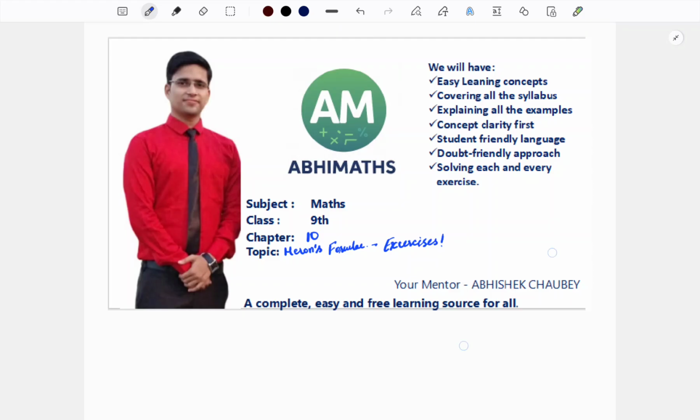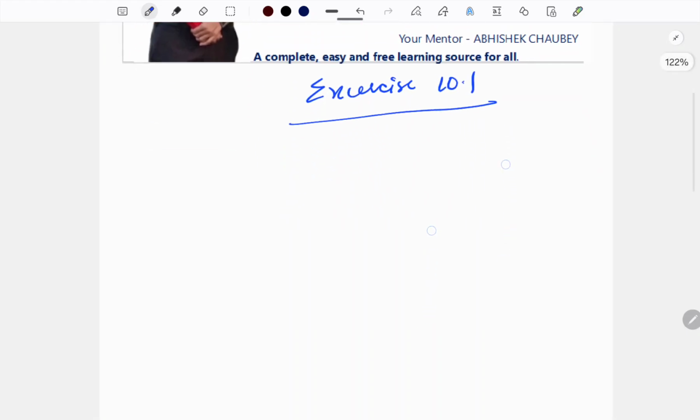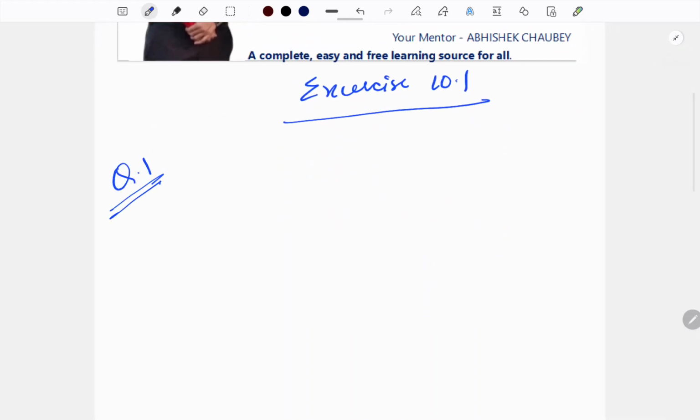Now let us start exercise 10.1. Question number 1 says a traffic signal board indicating school ahead. There is a board saying school ahead, and it is an equilateral triangle with side a. Find the area of the signal board using Heron's formula. If the perimeter is 180 centimeter, what will be the area of the signal board?